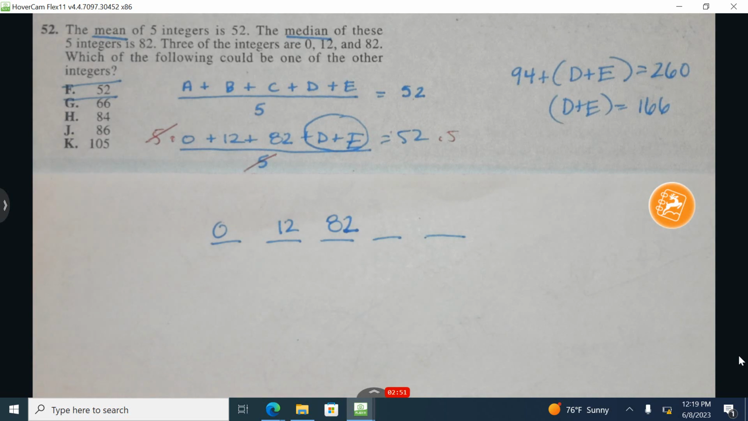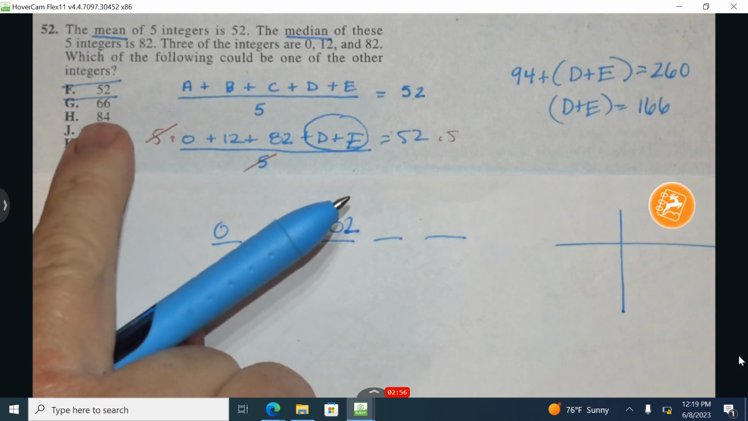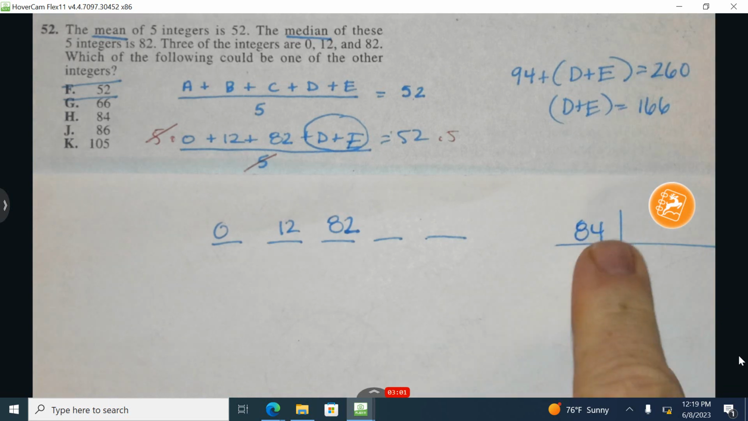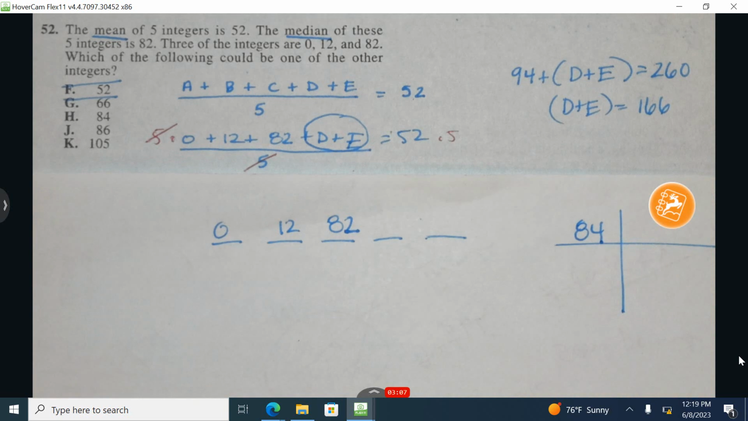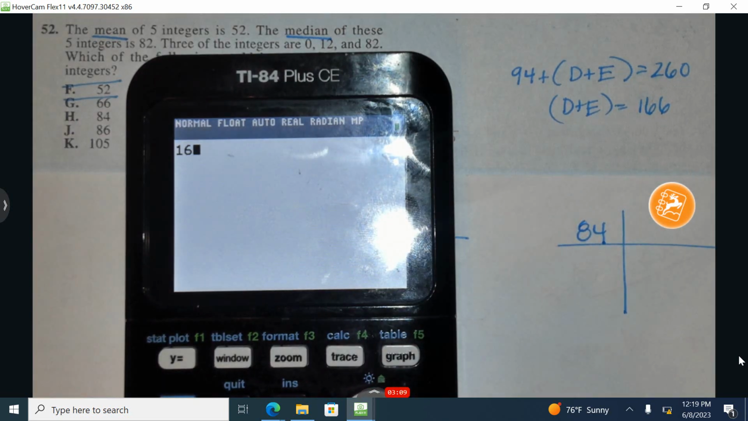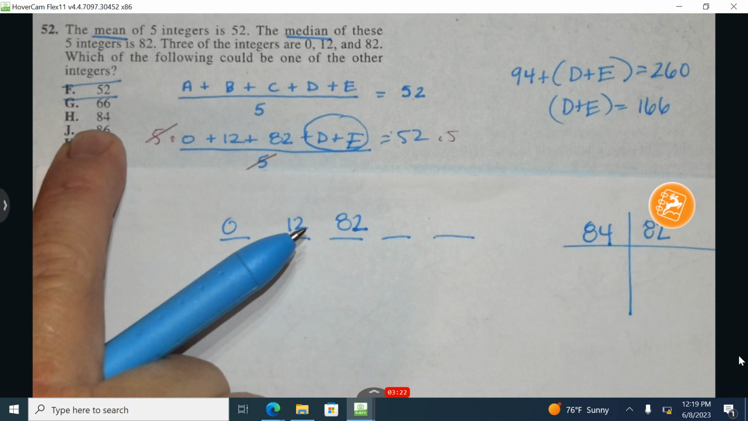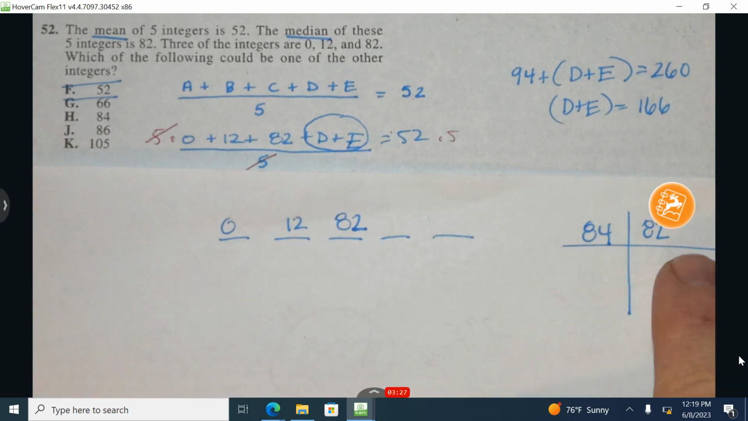Now let's check. Could it be 84? Well, I'm going to make a little table here. It doesn't matter if 84 belonged to D or it belonged to E. But if it was 84, what I know is that the combination of these 2 missing pieces must add up to 166. So I'm going to grab my calculator and go 166 minus 84, and I get 82. That means if D was 84, then E must be 82.